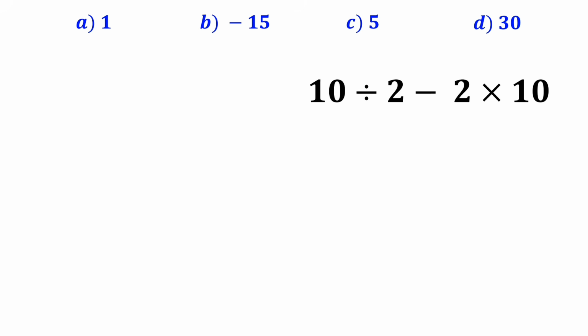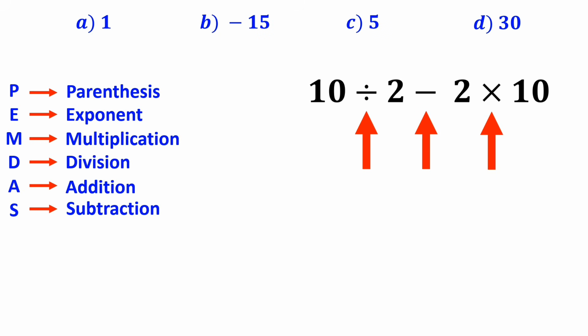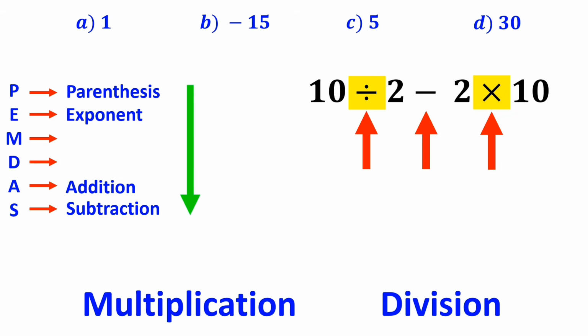Now let me show you the correct way to solve this expression. As you can see in the image, we have a division sign followed by a subtraction and then a multiplication. To solve this correctly, we need to follow the order of operations exactly as stated in the PEMDAS rule and perform the operations from top to bottom in order. So, first we focus on multiplication and division because they have a higher priority than subtraction. Okay, it's very important to remember that multiplication and division have the same level of priority.